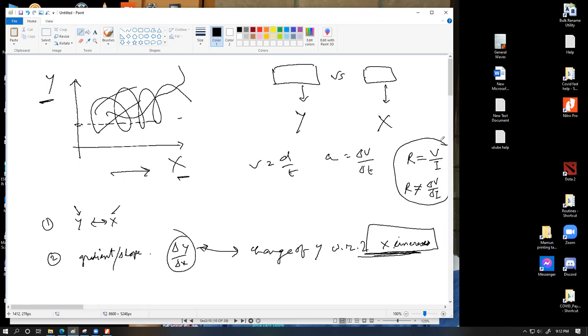By definition, resistance is the total voltage divided by the total current, not the change of voltage by change of current. Sir, does del V by del I give the change in resistance? Not necessarily. For a curved behavior, it cannot be.